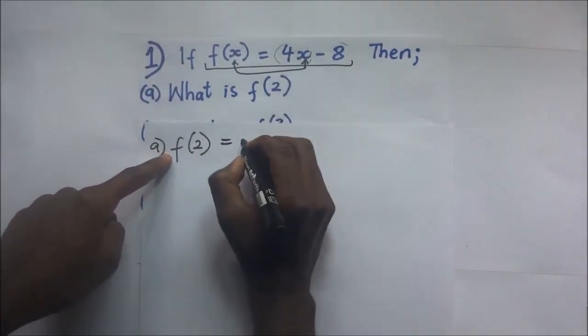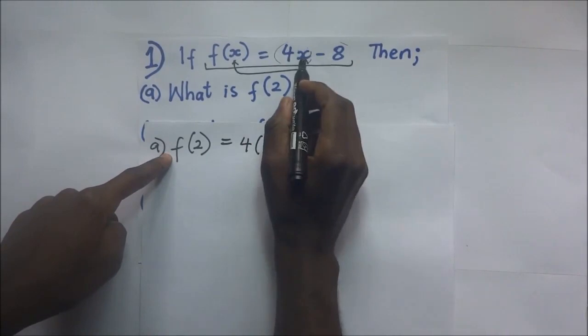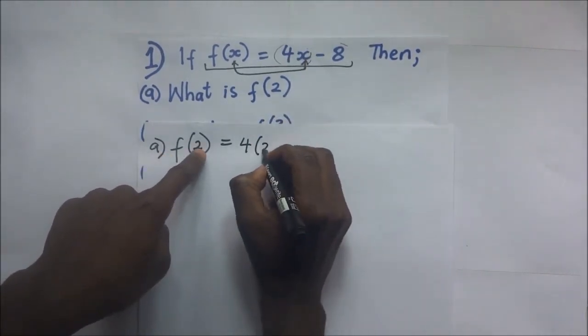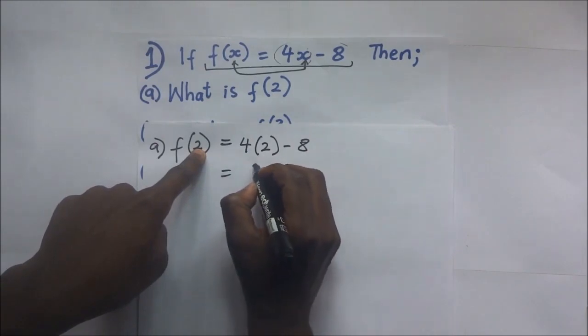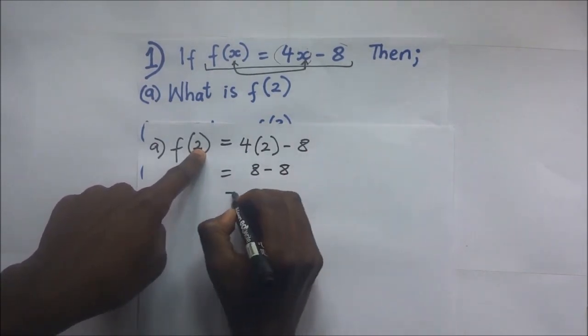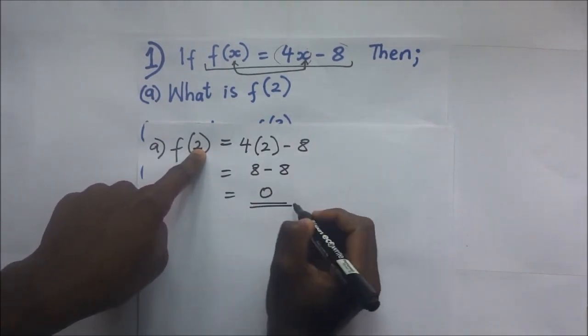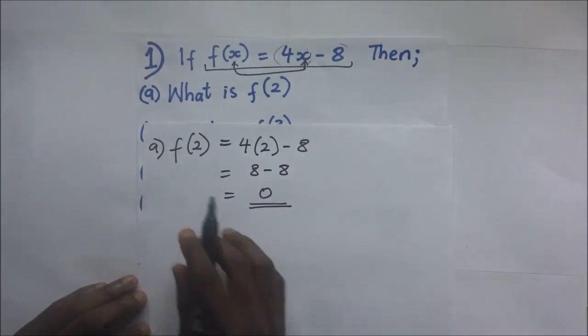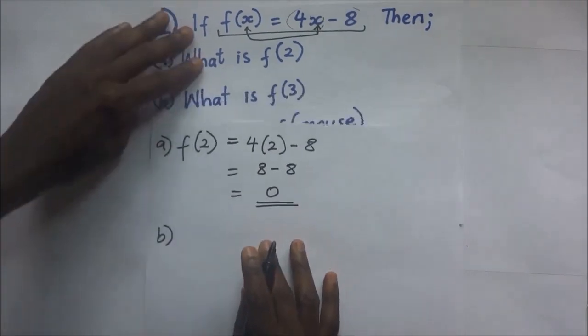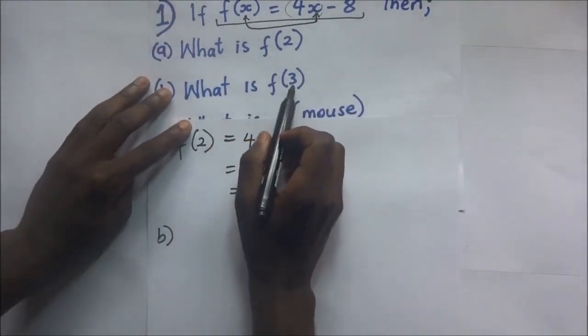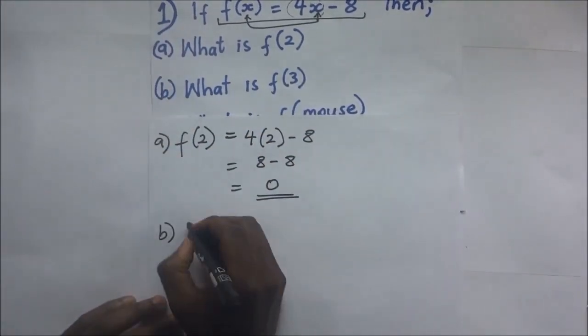So this is going to become 4 times x, the value of x is 2, 4 into 2 minus 8. That's 4 times 2 is 8, minus 8, and that is going to give us 0. That is part A. Let's get to part B. Part B is what is f of 3. We are going to do it like before.